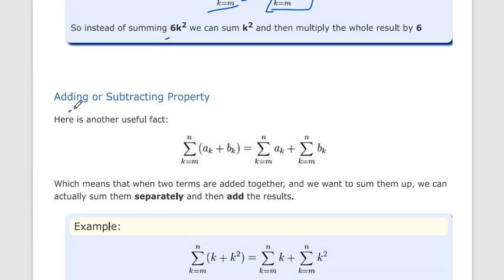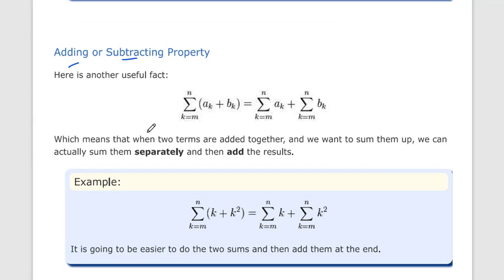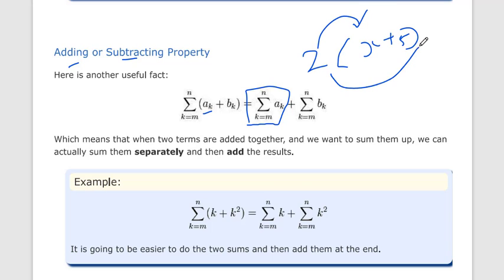The second property is the adding or subtracting property. If it is in bracket, sigma k is equal to m to n of ak plus bk, we can multiply with both the terms. So it is equal to sigma k is equal to m to n ak plus sigma k is equal to m to n bk. Like in bracket, if here is a 2 and here is x plus y, if we want to multiply 2 with the bracket, 2 will multiply with both the terms, so it will become 2x plus 2y, like this. This is also a sigma property, the second property.